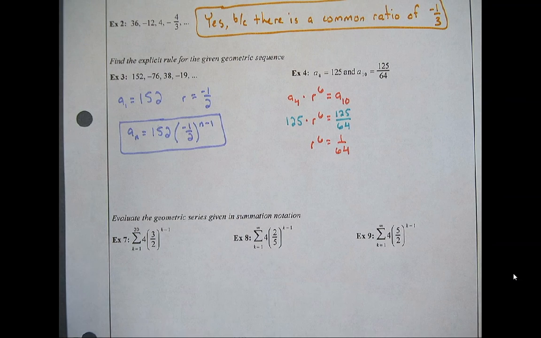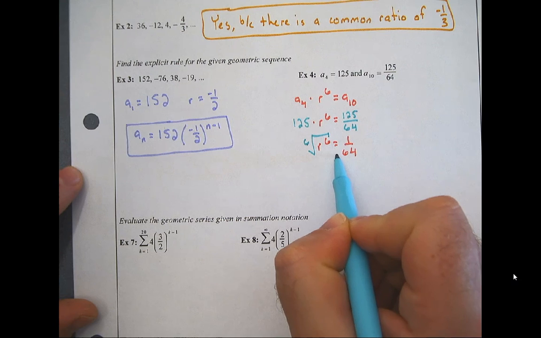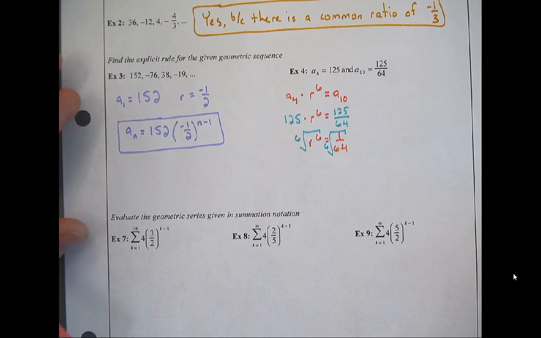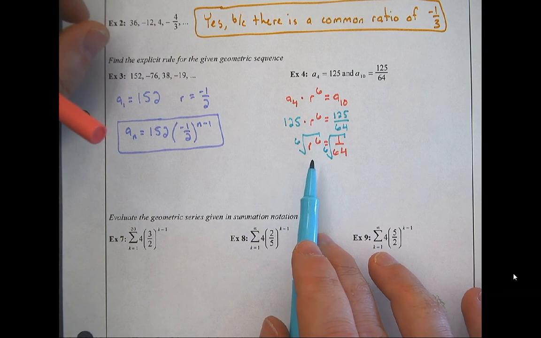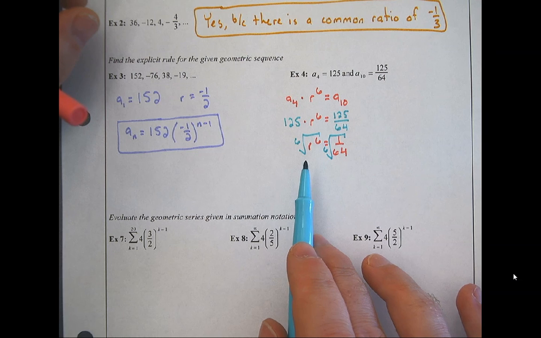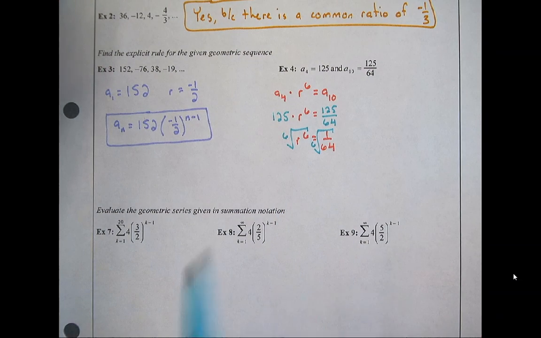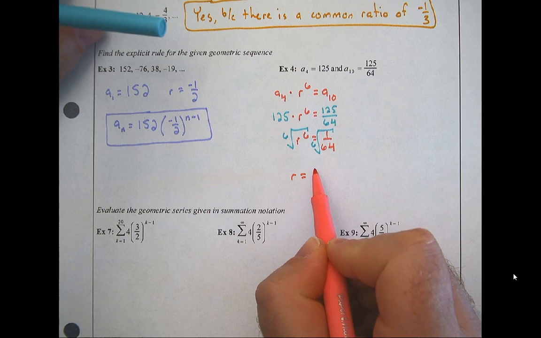Who's keeping r from being by himself? To the 6th. So I'm going to 6th root both sides. Now you might have to do plus or minus. It's kind of tempting to do plus or minus here, but you don't have to worry about the minus case. In this case, our ratios are always going to be positive. If they were negative, your terms would bounce back and forth between positives and negatives, which would cause quite a pain. So my ratio is 1/2.